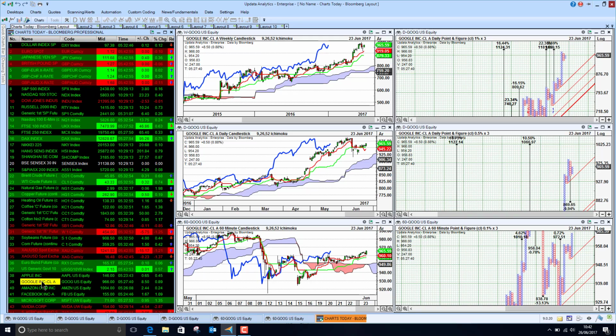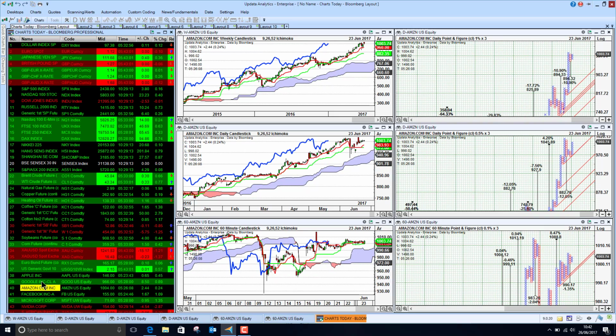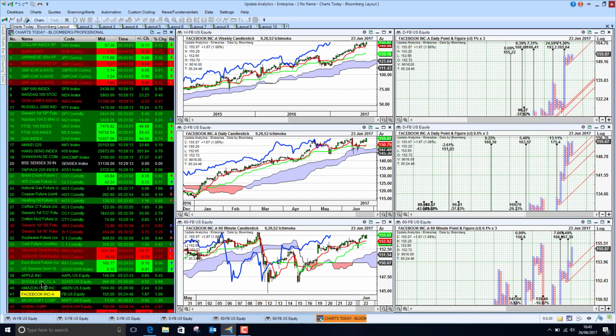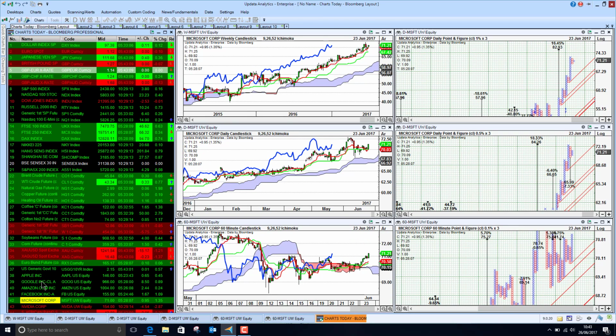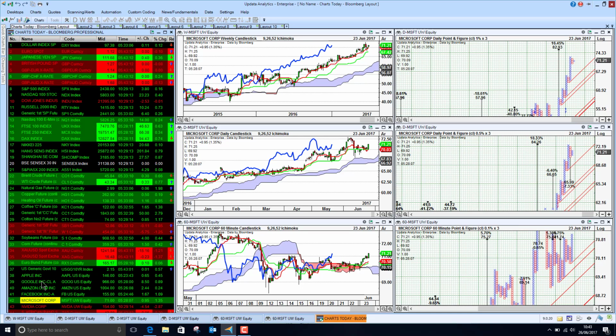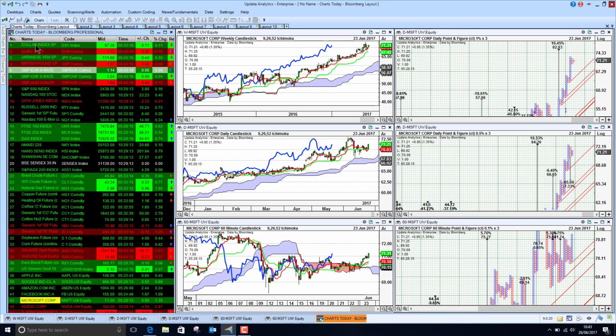Looking at Google, however, we're through the cloud with new upside targets, so Google is looking strong. Same with Amazon, looking strong, back above the cloud. Facebook is moving higher again and looking strong, and Microsoft is just starting to recover through the cloud as well, so that's looking better. All in all, the market's looking pretty good.